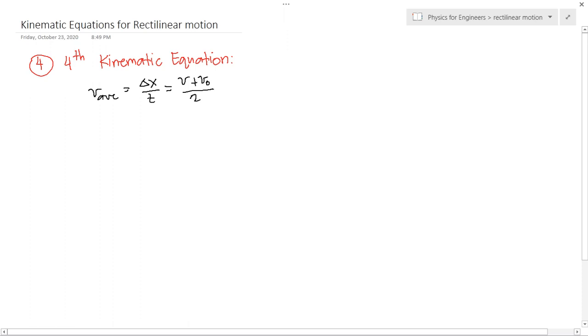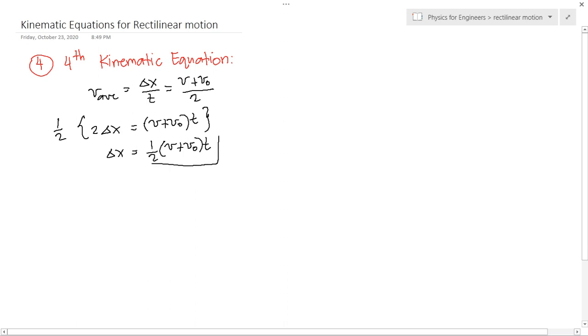So rearranging these terms as a function of displacement, we have delta x equals v plus v naught times the time, then multiply both sides by 1/2. So multiply natin both sides by 1/2, so we have delta x na lang. So we have delta x equals 1/2 the final plus initial velocity times your time. So this is now our fourth kinematic equation.